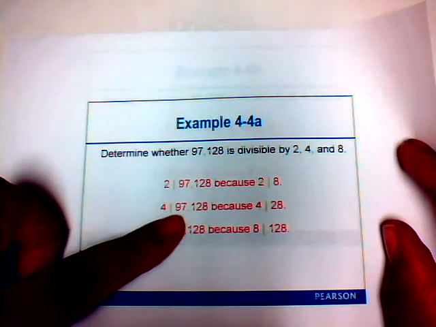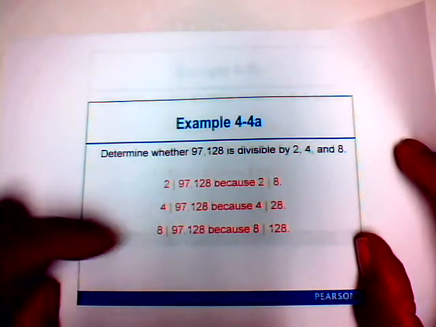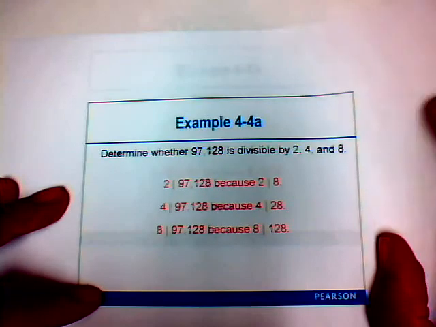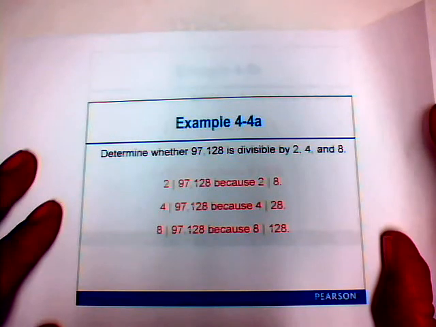4 divides 97,128. Look at the last 2 digits, which is 28. 28 is a multiple of 4. We can divide 4 into 28 evenly. So 97,128 is divisible by 4.